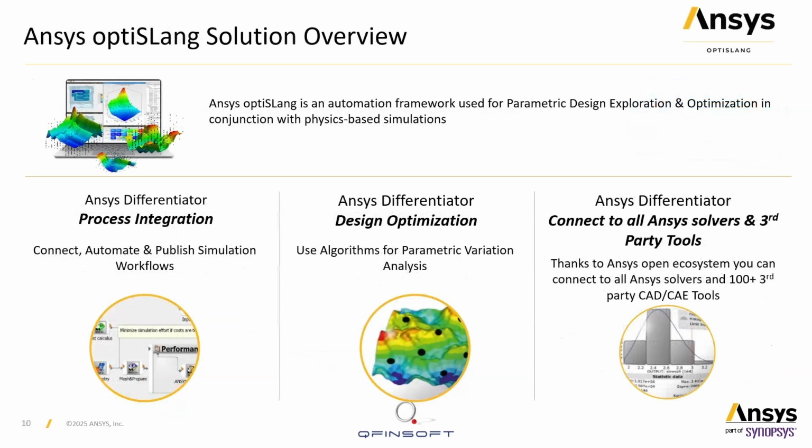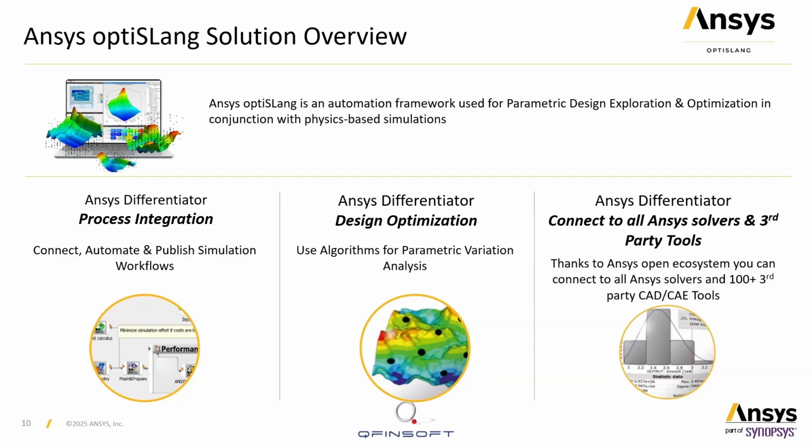So let me introduce ANSYS OptiSLang and show you how it directly addresses these market needs. ANSYS OptiSLang is an automation framework specifically designed for parametric design exploration and optimization in conjunction with physics-based simulations. It's the intelligent layer that makes complex engineering workflows both automated and accessible. So OptiSLang delivers three key differentiators.